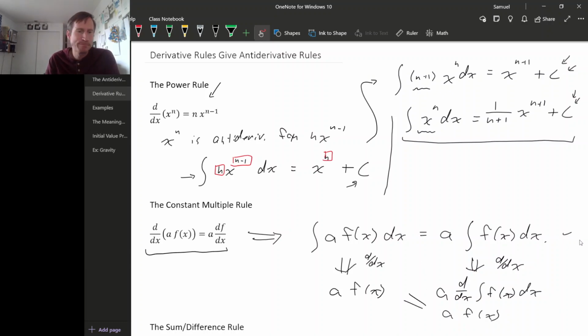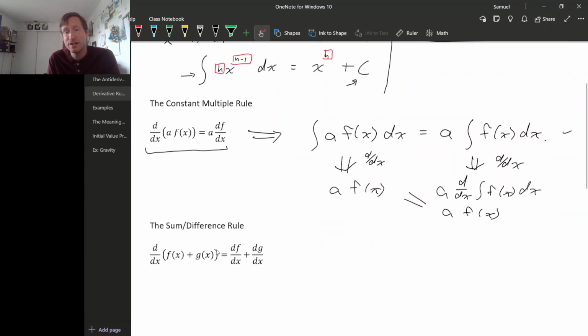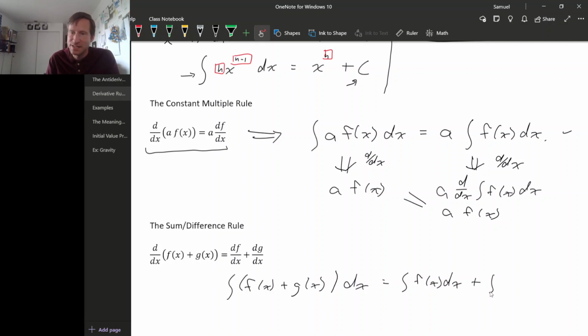So this checks out. We can also translate the sum or difference rule into an antiderivative rule. So it looks like the antiderivative of f of x plus g of x dx is equal to the antiderivative of f of x plus the antiderivative of g of x. Pretty much what you would expect. Also, if you have a difference inside of your antiderivative, that turns into a difference on the outside as well.